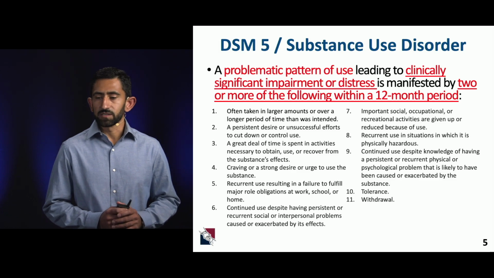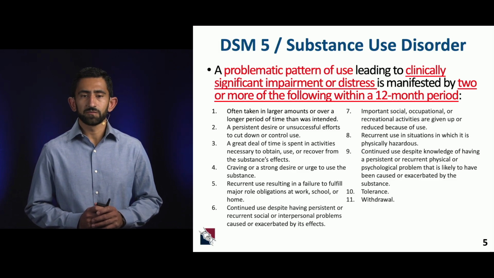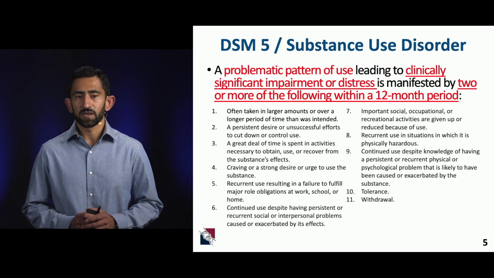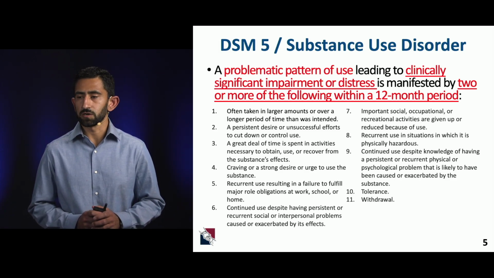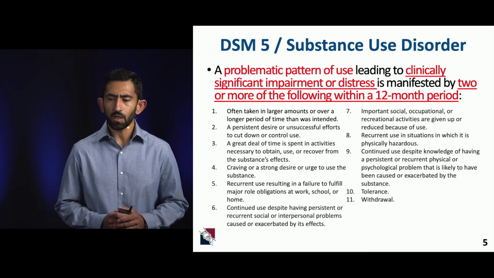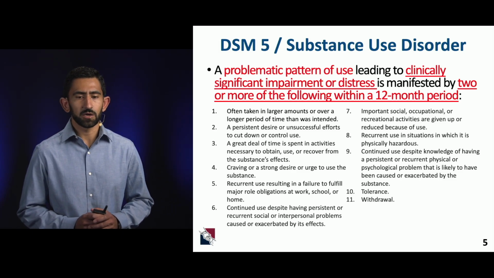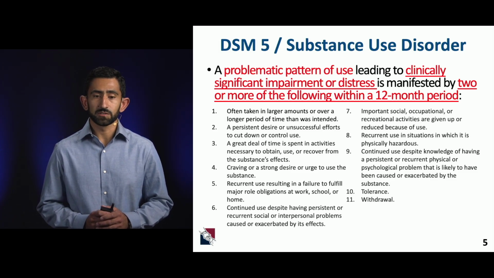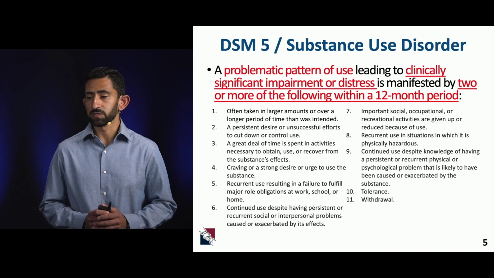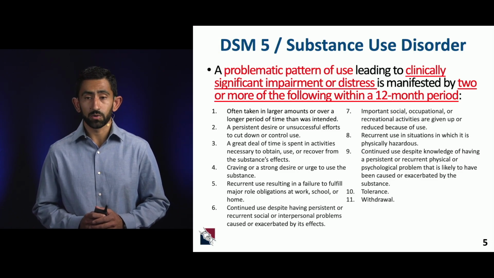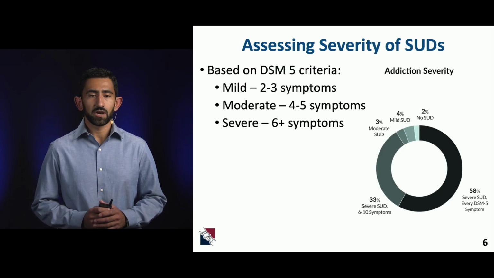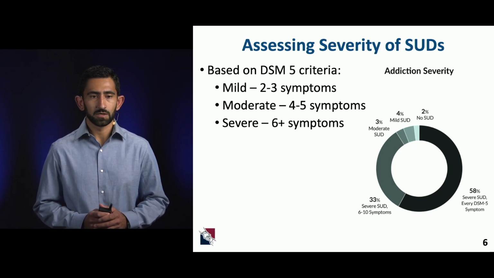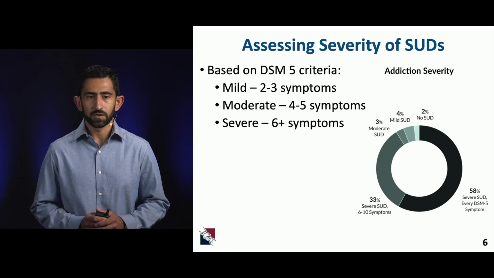The DSM-5 defines substance use disorder as a problematic pattern of use leading to clinically significant impairment or distress. This is manifested by at least two of the following criteria within a 12-month period. For example, a patient experiencing increasing tolerance to opioids and who experiences withdrawal symptoms in the absence of opioids would qualify as having a substance use disorder, more specifically, opioid use disorder. The DSM-5 criteria also allows us to stratify the severity of substance use disorders into mild, moderate, and severe.